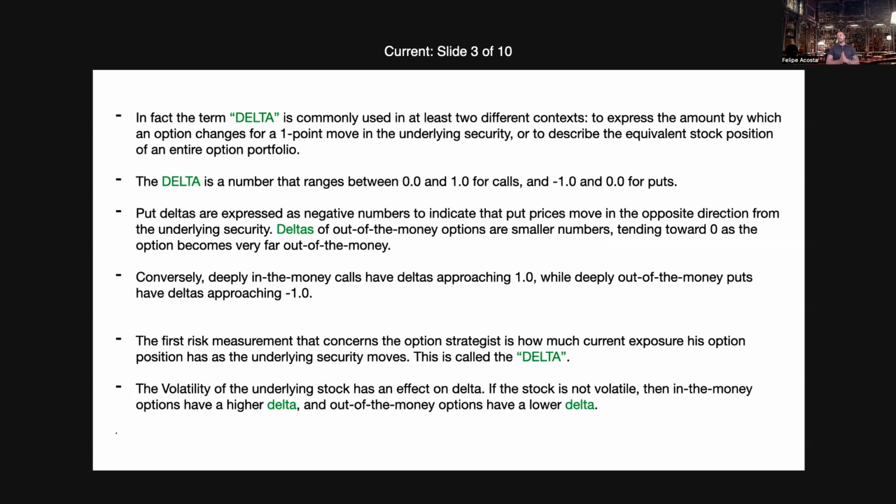So that contract has value, or it's above the stock price, or under the stock price for the put. The first risk measurement that concerns the option strategist is how much current exposure his option position has as the underlying security moves. This is called the delta. Very important in the options world. The volatility of the underlying security has an effect on delta, because vega and volatility affect delta, right? If the stock is not volatile, then in the money options have a higher delta, and out of the money options have a lower delta.